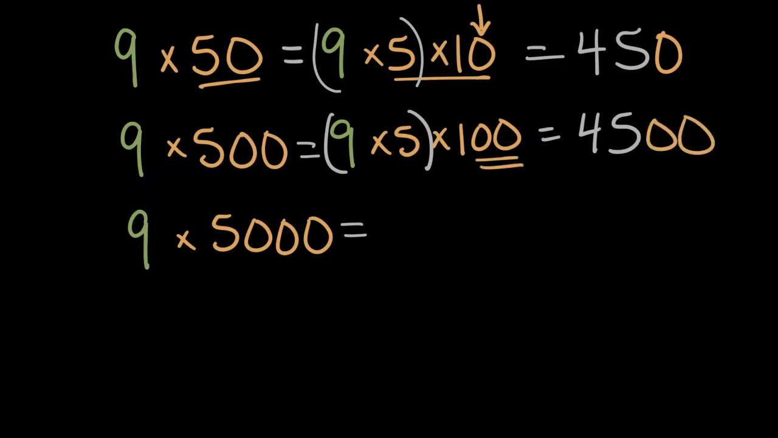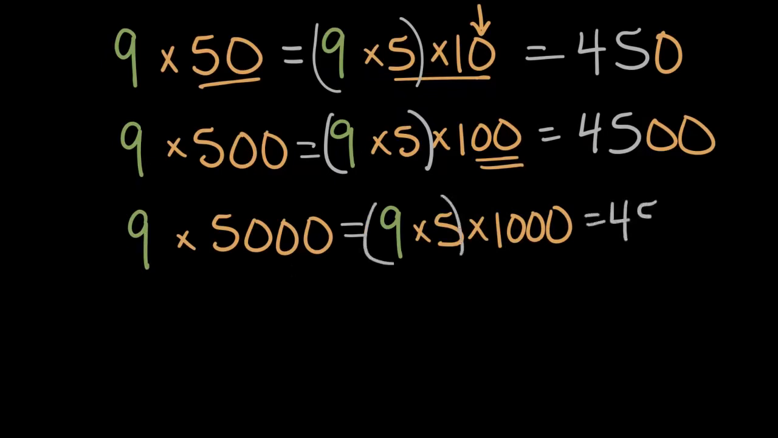And finally, 9 times 5,000 will be 9 times 5 times 1,000, because 5,000 is 5 thousands, or 1,000 5 times. Working across, 9 times 5, 45. And this time we add 3 zeros. So 45,000. So when we multiply each of these expressions, we can see the only thing that changed was the number of zeros on the end.